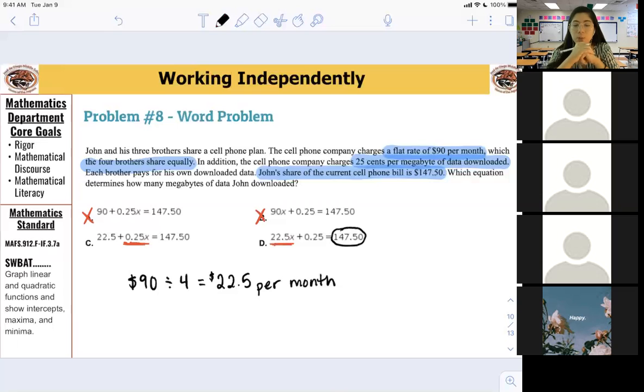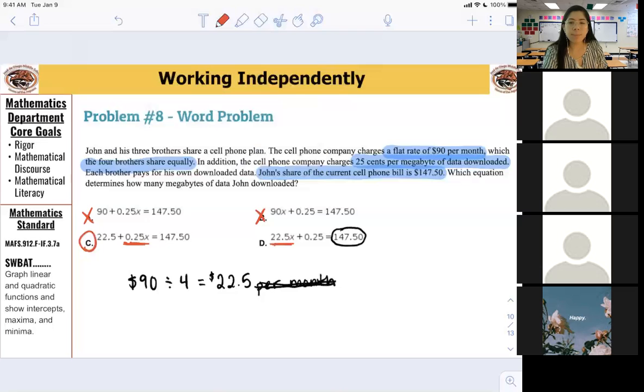For 1 month, exactly. Since we're only talking about 1 month, the 22.5 per month doesn't really matter because we're only talking about 1 month right now. The one that does matter is the 25 cents per megabyte. So in that case, which one's my slope? 0.25x, exactly. So the answer is actually C. Because we're only talking about 1 month, he's just paying the 22.5 one time, and then on top of that, 25 cents per megabyte. So C was correct. This one's a little bit tricky. Does anyone have questions on this one?